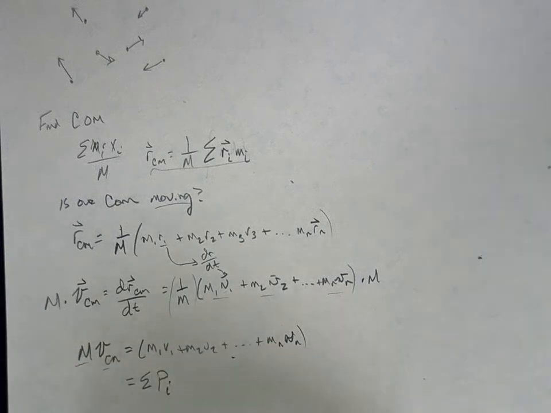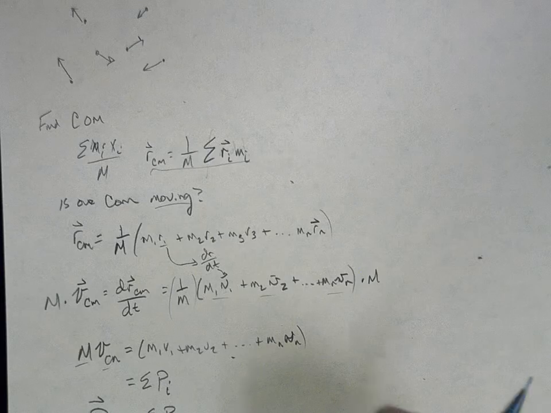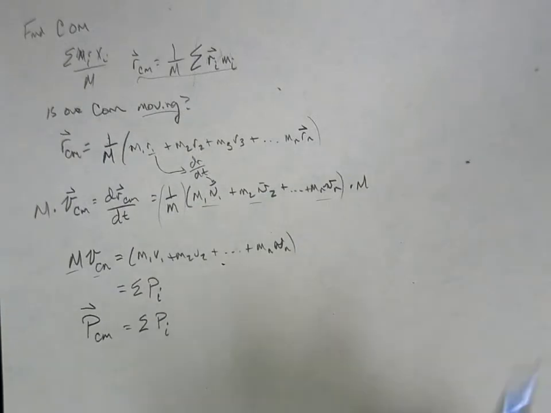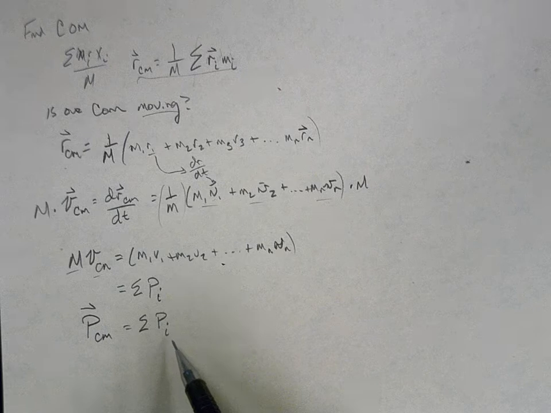The sum of each one of them. So this becomes the momentum of the center of mass equals the sum of the momenta of each of the individual pieces right there. Now, this then becomes a rather powerful statement here, because the momentum of the system is equal to the sum of the momentum of all of its particles.